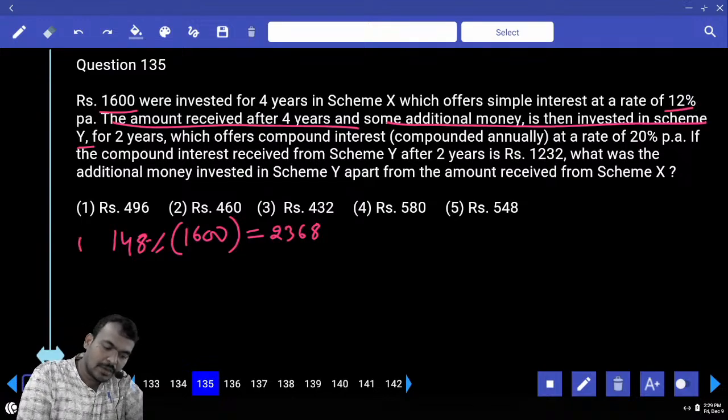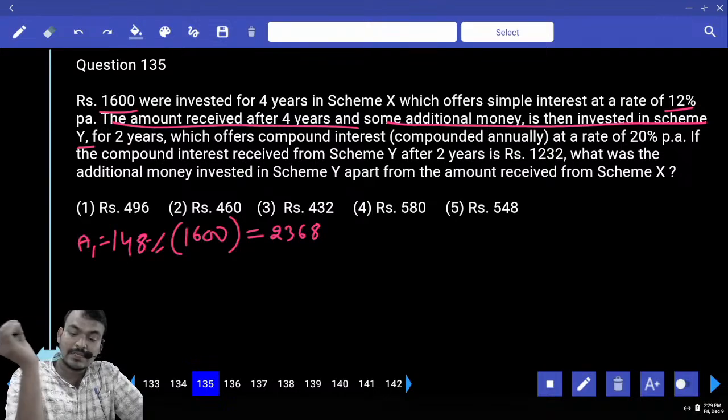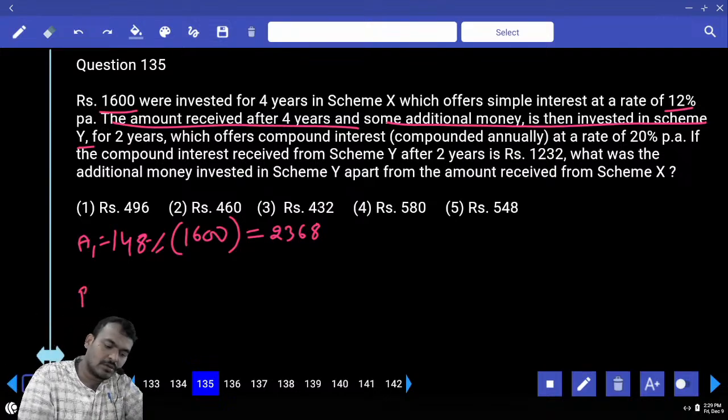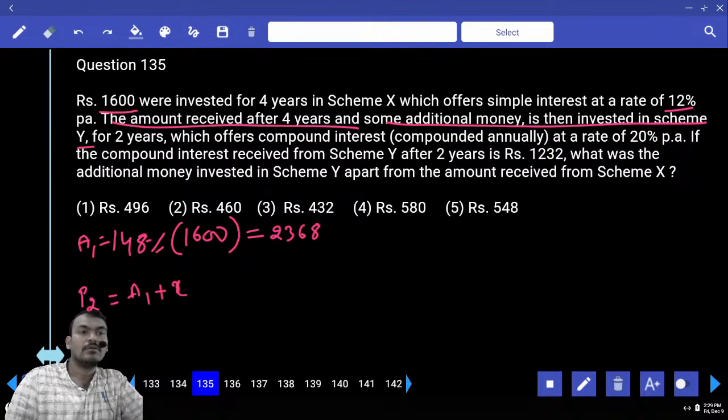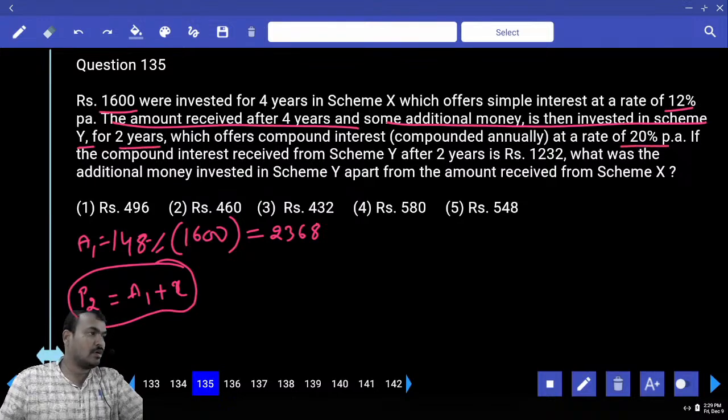2368. That is the amount received in the first case or second case? First case. And some additional money is invested, nothing but the principal of the second one. It is equal to the amount of the first one plus some additional value, or not? Yes or no? First we need to identify the principal of the second case, or not? What is the second case rate of percent? 20%. Time is given how many years? 2 years. 20% for 2 years.